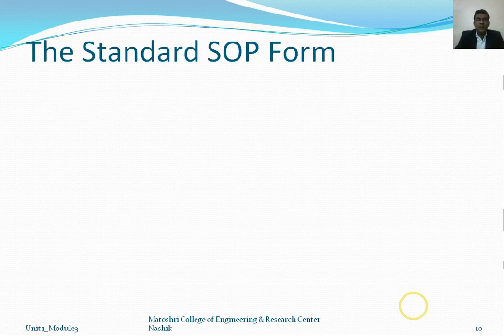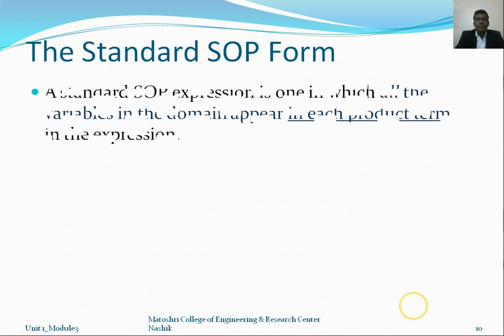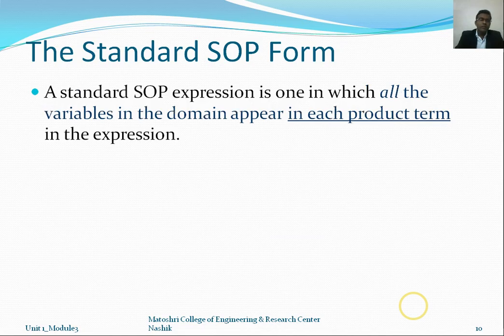Now let's move to the standard SOP. Standard SOP is nothing but all the variables in the domain appearing in each product term. We have already studied the product terms. There are 2 product terms, 3 product terms, or even 4, 5 product terms. But each and every product term is required to contain all variables.